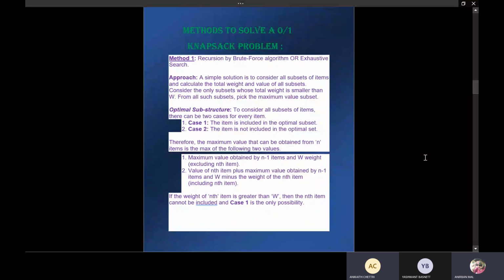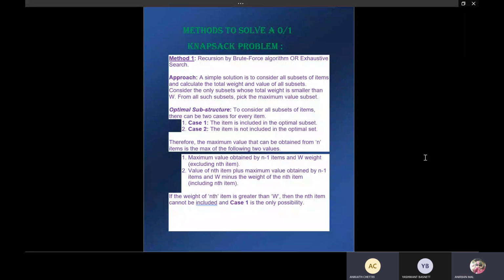So there will be two cases for the optimal subset structure. The first case is that the item is included in the optimal subset, and case 2 is that the item is not included in the optimal subset. Therefore, the maximum value that can be obtained from n items is the max of the following two values. The first is the maximum value obtained by n-1 items and W weight, excluding the nth item, and the second is the value of the nth item plus the maximum value obtained by n-1 items and W minus the weight of the nth item, which includes the nth item.